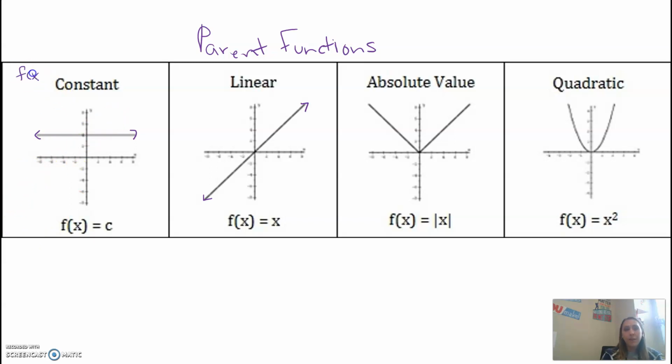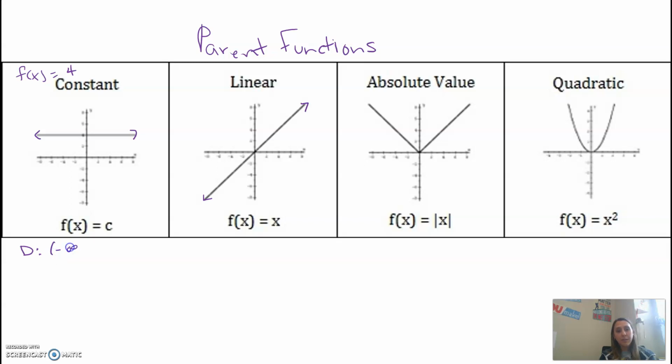So when we're talking about a constant function, something that could be, so this graph could be f of x is equal to 4. So what that means is for any constant, my domain is going to be going to the left forever and to the right forever in this constant function.